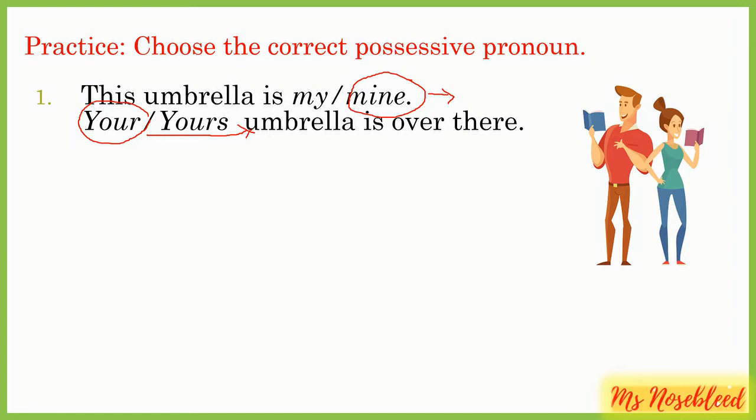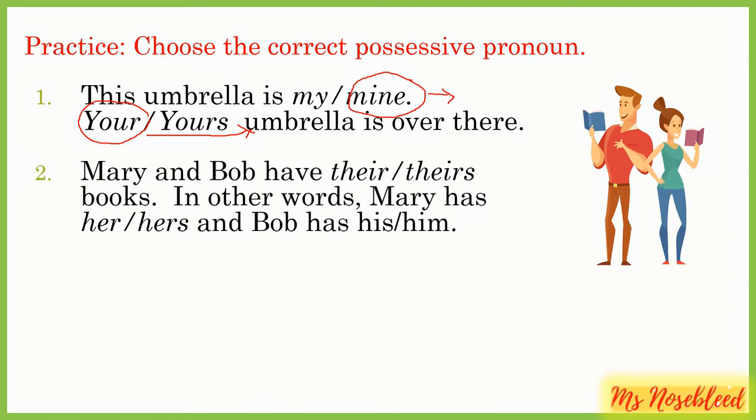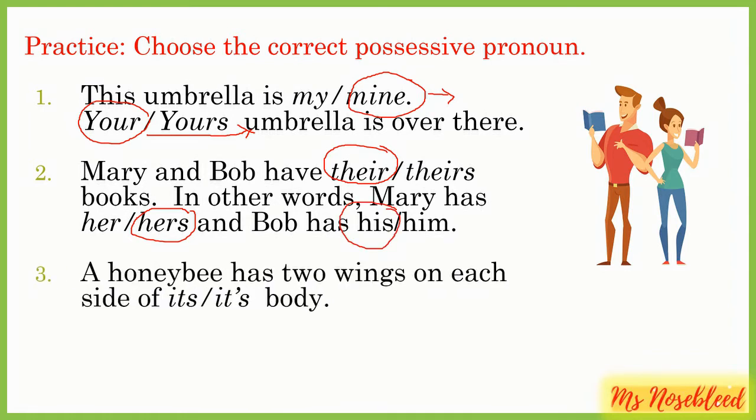Remember the rules? Right. Okay, number 2, Mary and Bob have their or theirs books. Very good. Their books. In other words, Mary has, yes, hers. And Bob has his. Very good. Excellent.